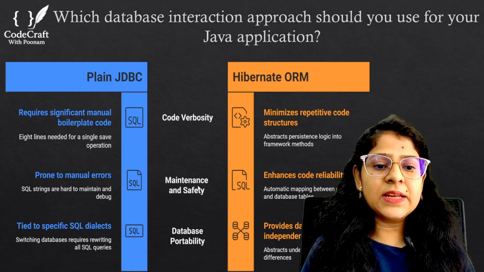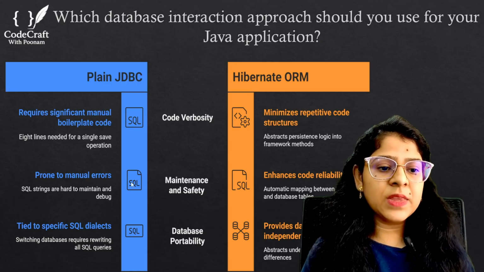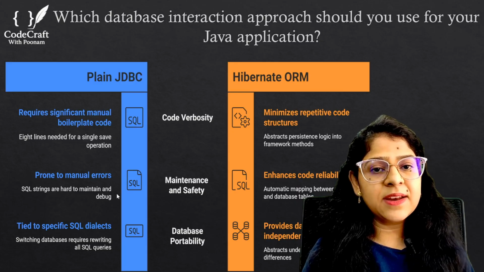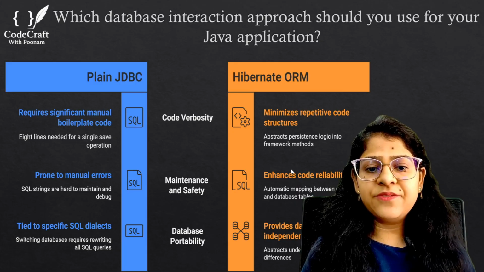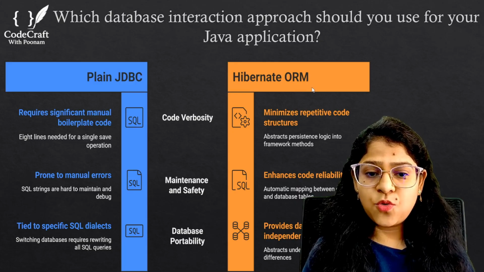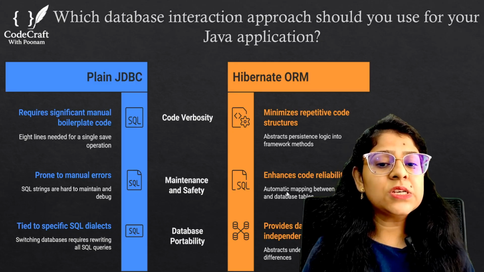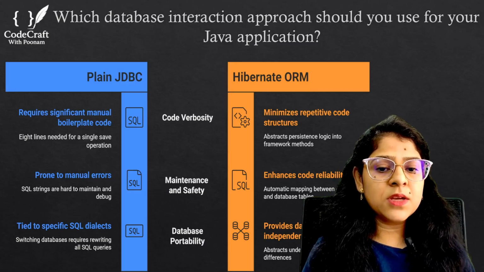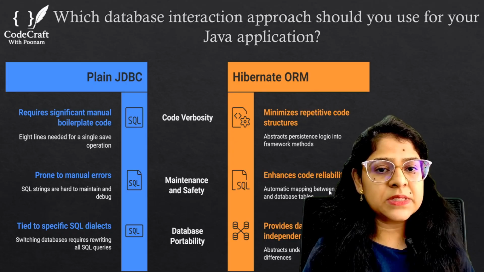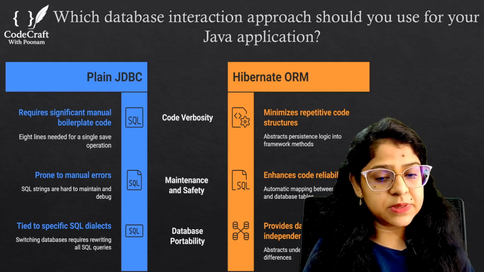Coming to maintenance and safety, plain JDBC is prone to manual errors. SQL strings are hard to maintain and debug. When it comes to Hibernate ORM, it enhances code reliability. And there is automatic mapping between the objects and database tables.